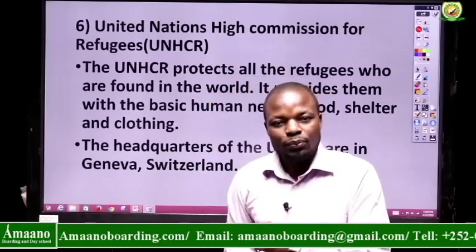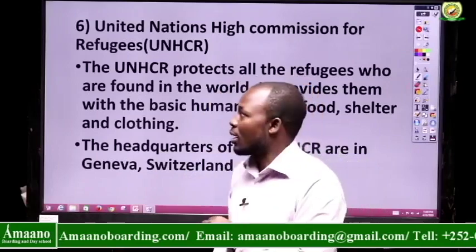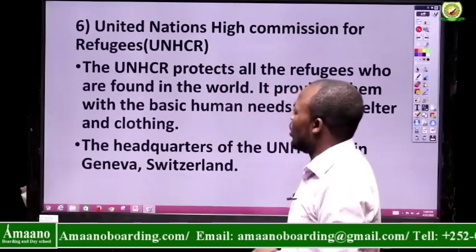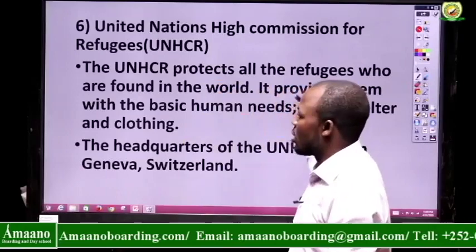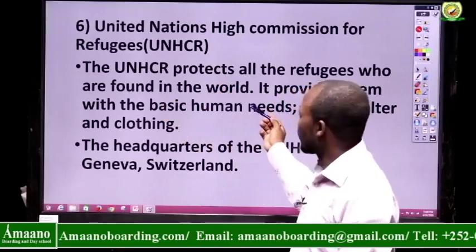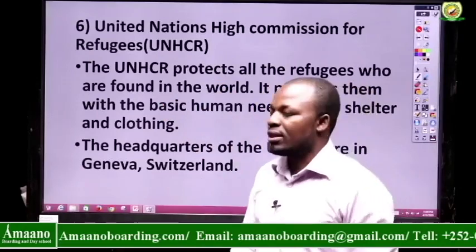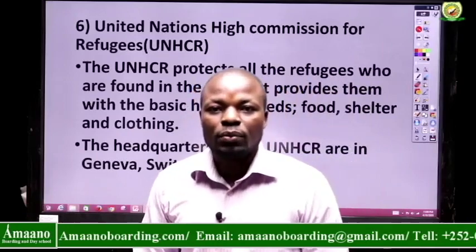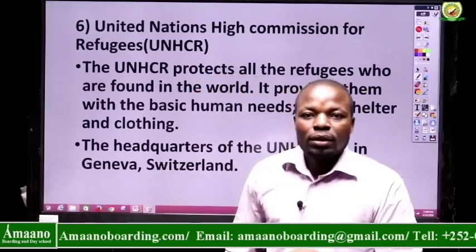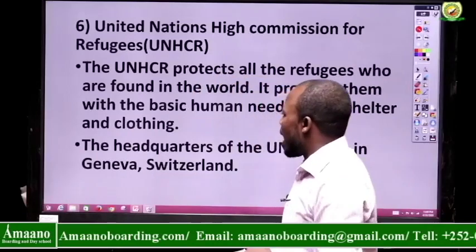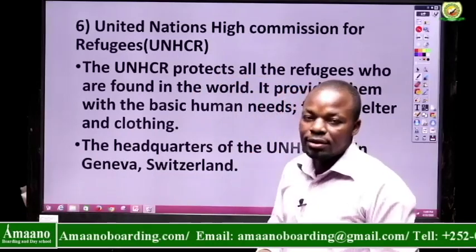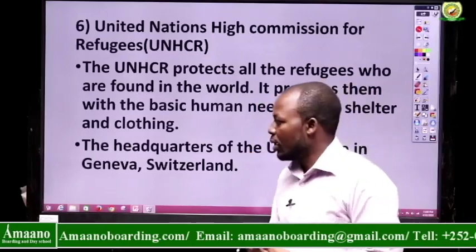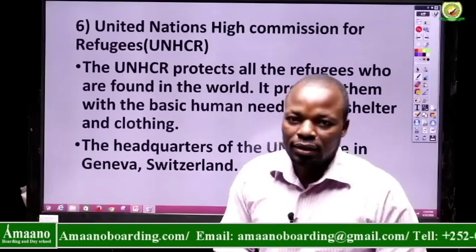Now, who helps them? Well, you know the answer now. The United Nations High Commission for Refugees. It is responsible for protecting all the refugees who are found in the world. It provides them with the basic human needs. The basic human needs, we know them. We can be able to state them. These are food, shelter and clothing. So they are responsible for giving those needs to the refugees. And the headquarters for the UNHCR are in Geneva, Switzerland.